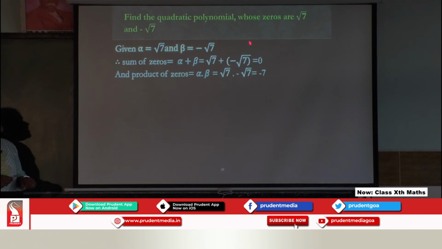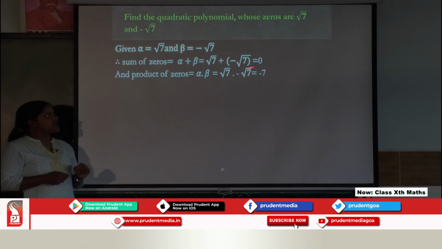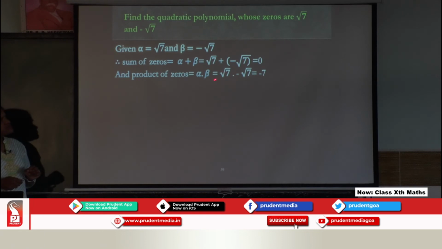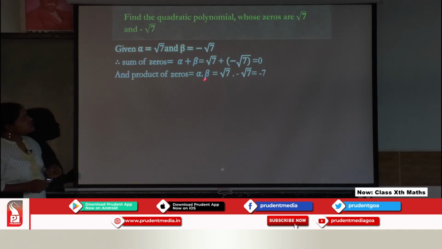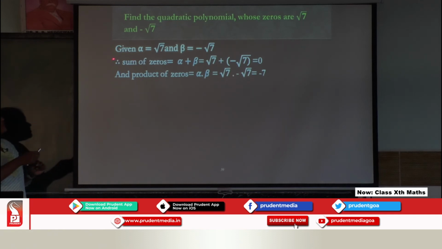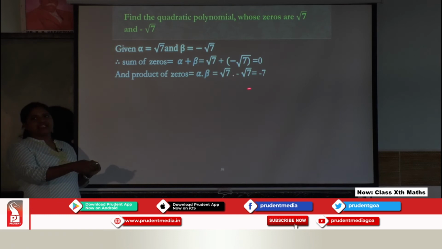Now product of zeros is alpha multiplied by beta. Alpha is root 7, that is your first zero. Beta is negative root 7, that is your second zero. Now if you multiply, this dot represents multiplication, root 7 into root 7. Root 7 into root 7 will give you 7, and positive into negative will give you negative. That is how you get product as negative 7. So what do you have? You have sum as 0 and product as negative 7.